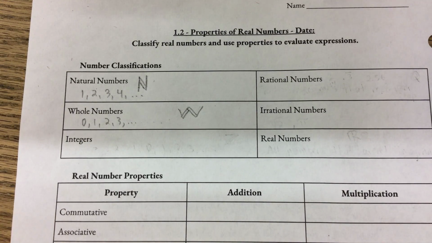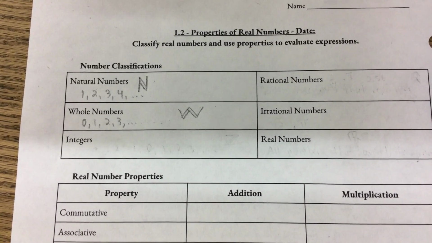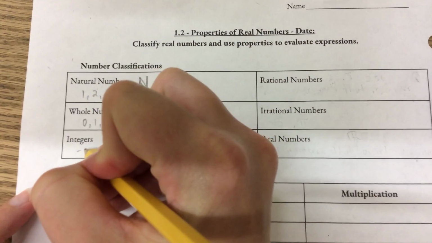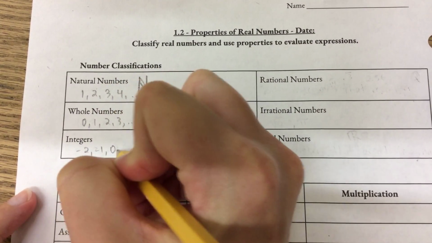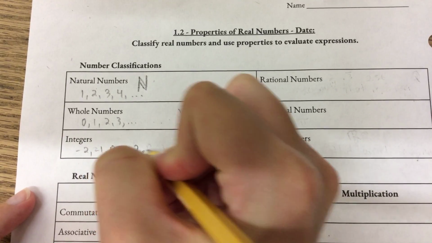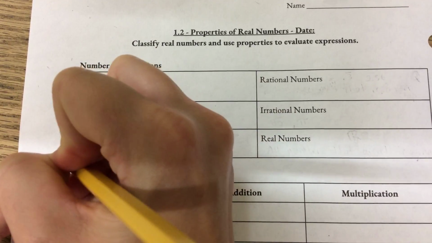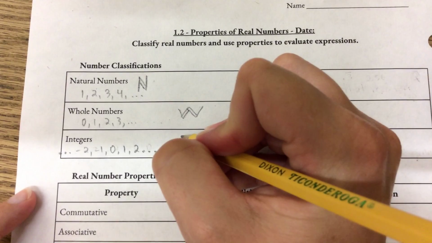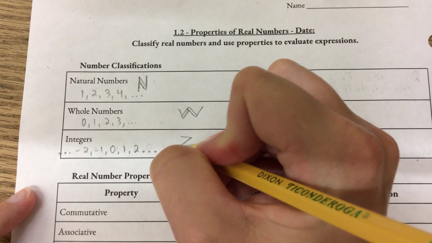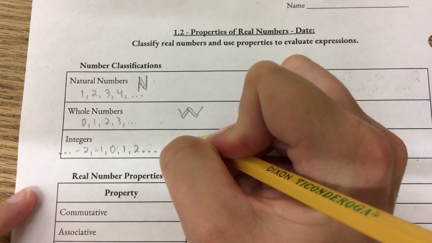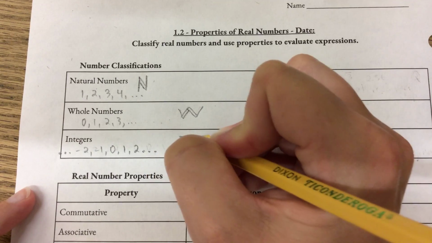Integers are now all the positive and negative versions of your whole numbers. So -2, -1, 0, +1, +2, and so on in both directions. And integers actually use a capital Z, like this.